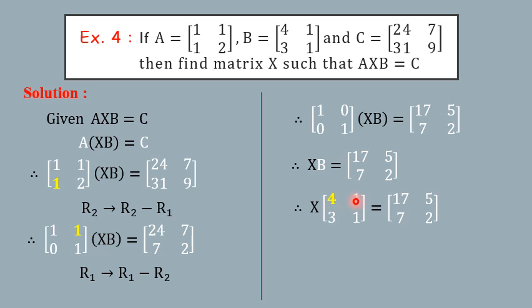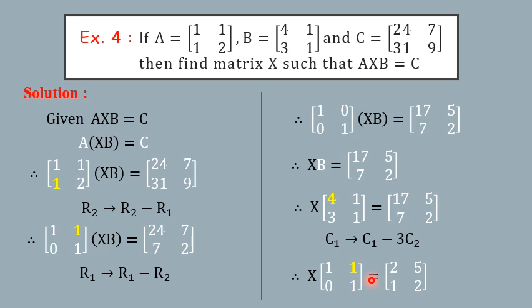So for that, just multiply this second column by 3 and subtract it from first column. That means we have to perform this operation: C1 changes to C1 minus 3C2. We get this matrix X as it is. Now here 3 into 1, 3. So 4 minus 3, answer will be 1. Here 3 minus 3, answer will be 0. Second column as it is.